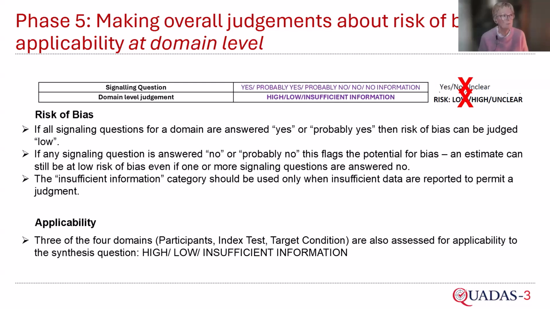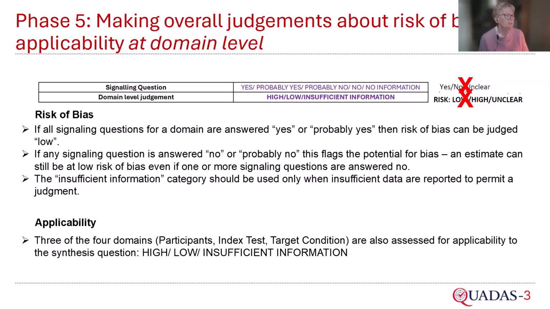And to operationalize QUADAS, probably yes is usually grouped with yes and probably no with no for the purposes of making judgments. And then there are multiple signaling questions in each domain, and we make a judgment across all of those signaling questions at domain level, whether the risk of bias is high, low, or there's insufficient information to make a judgment.